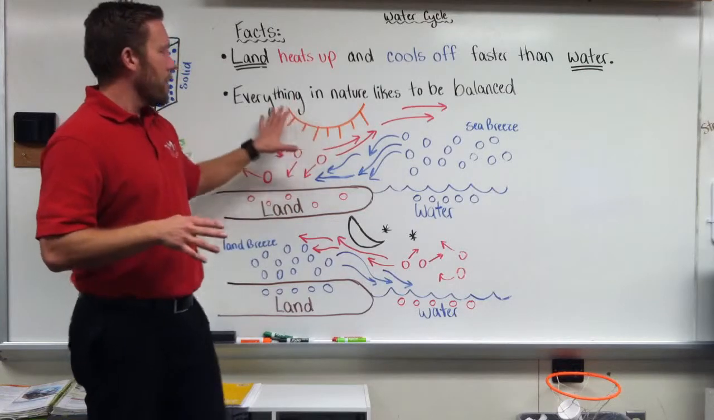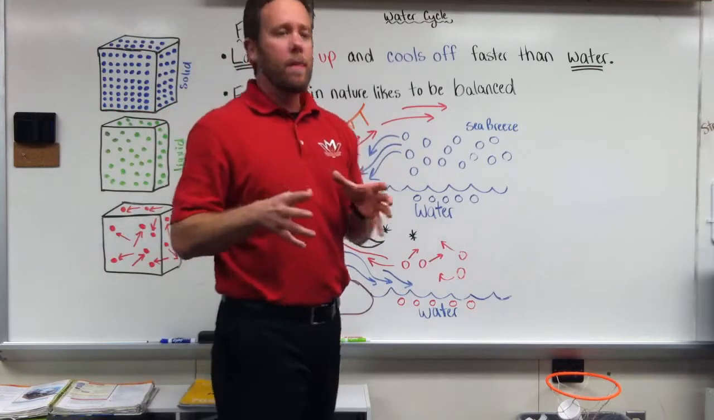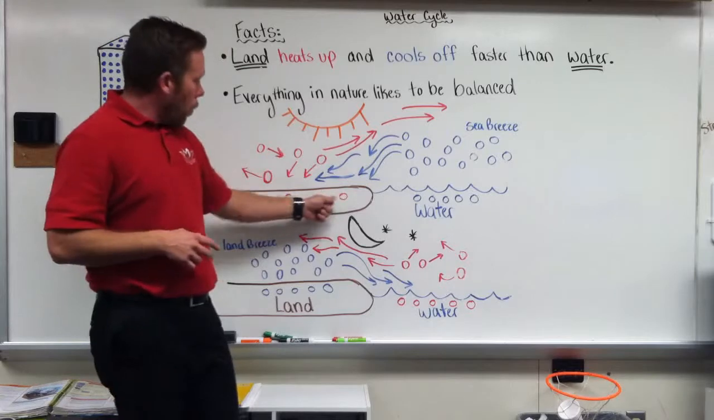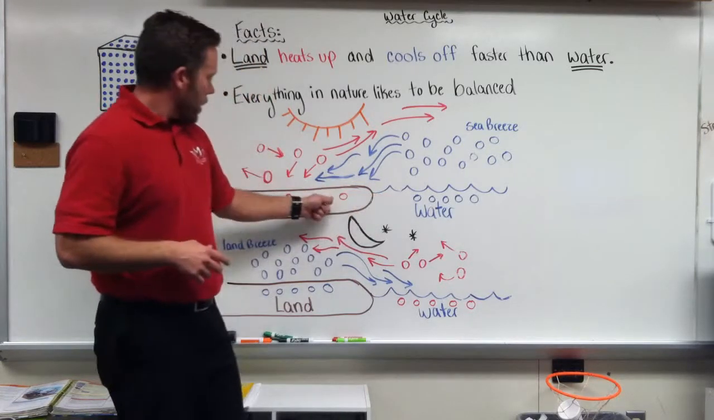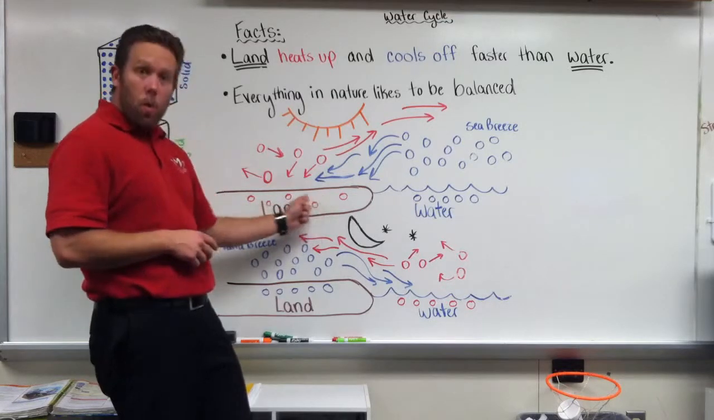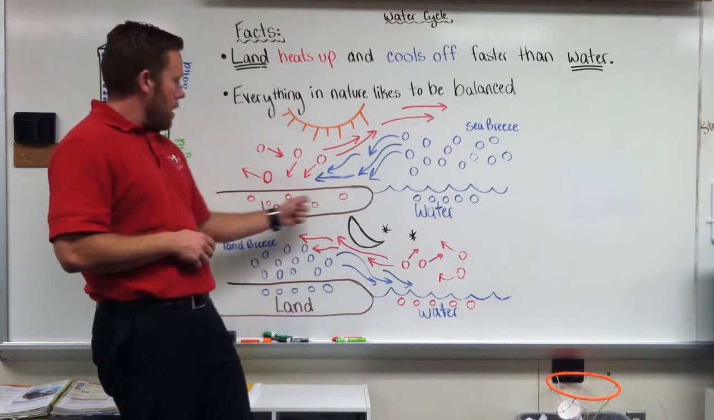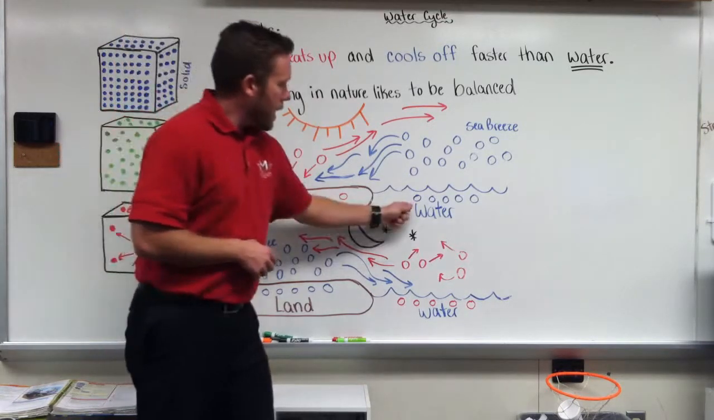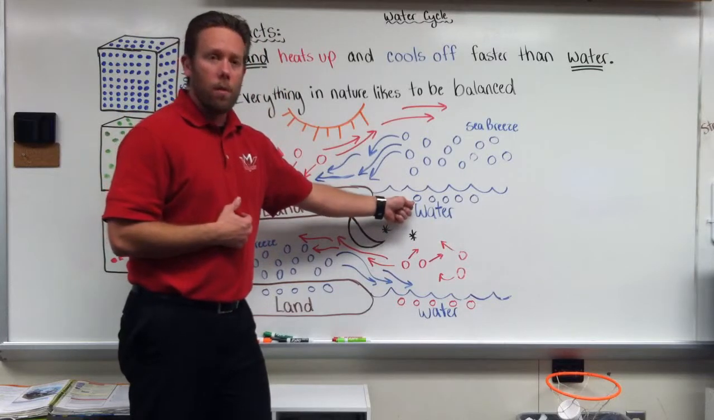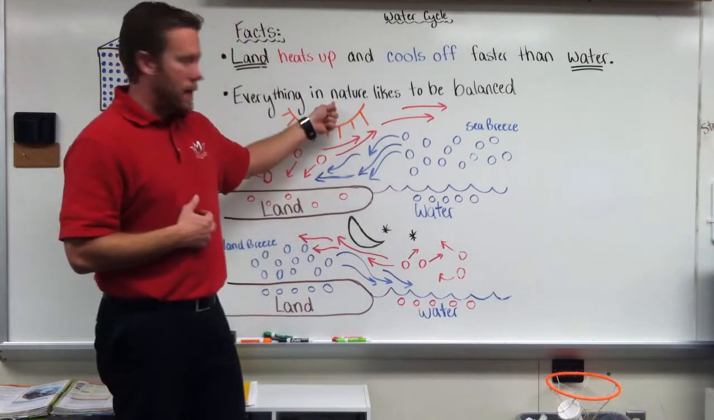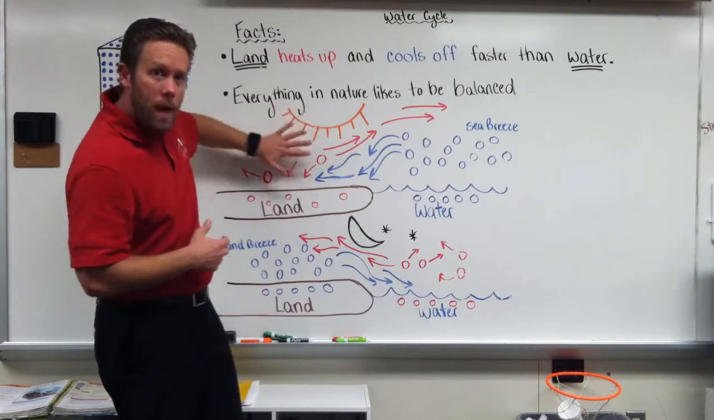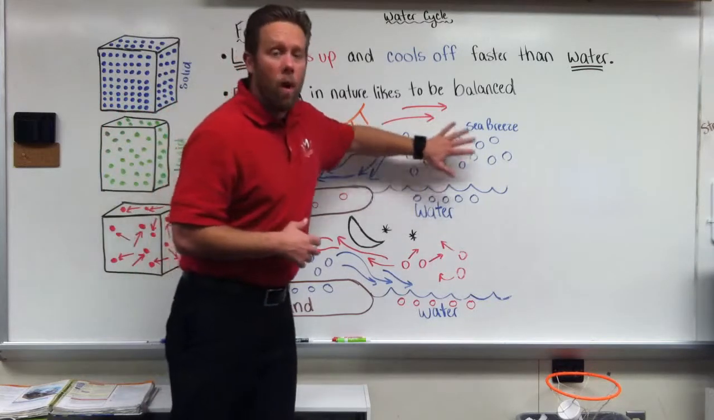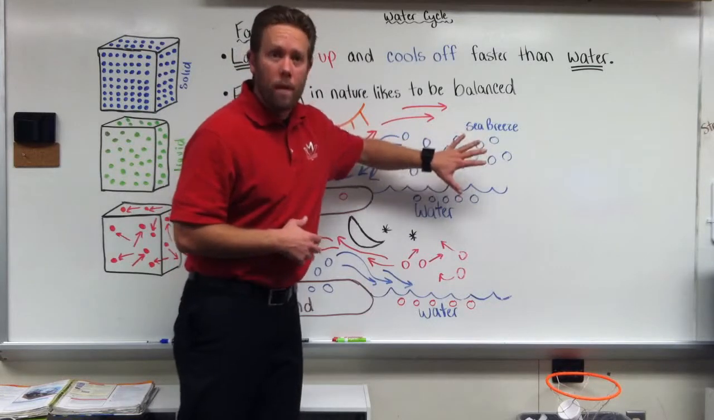Alright, so what's happening here is the sun is out. Now because land warms up or heats up faster than water, you can see that the land is warmer because of these warm molecules, and the water is colder because of these colder molecules, and the sun is what caused it. So the air above land is warmed up, and the air above water is cooler.